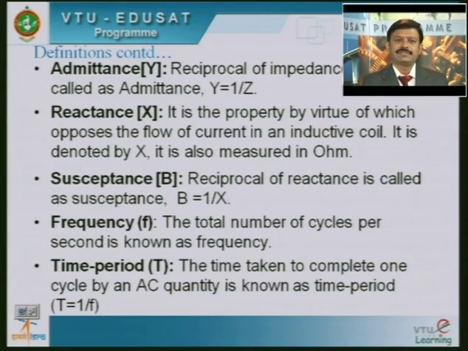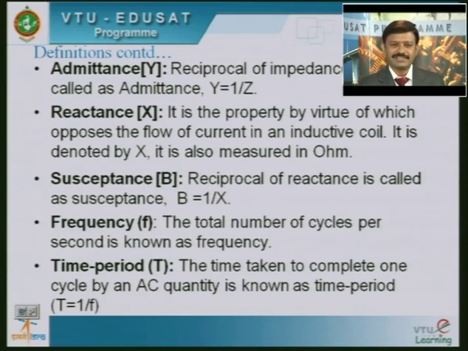Next definition, susceptance. It is denoted by B. Reciprocal of reactance is called susceptance. B is equal to 1 over X. Susceptance is also used in parallel resonance.